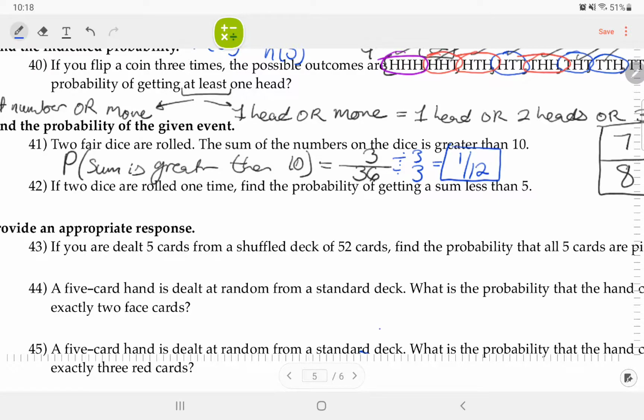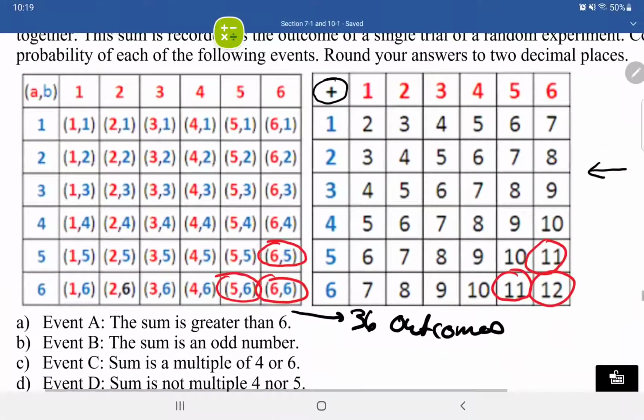Now, number 42. If 2 dice are rolled at once, find the probability of getting a sum less than 5. Which means when I add the 2 numbers on the rolls, the sum can be less than 5. So once again, there are 36 options. The sum less than 5. Let's reset this first.